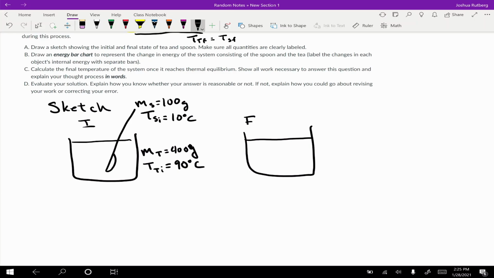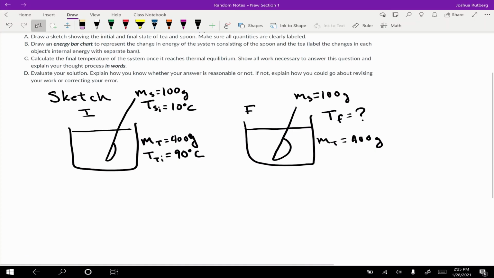And then in our final state, they still have the same mass. So the mass of the silver is 100 grams. The mass of the tea is 400 grams. But they're in thermal equilibrium, so we know that there is just some final temperature, but we don't know what that is yet. So this is our initial state.